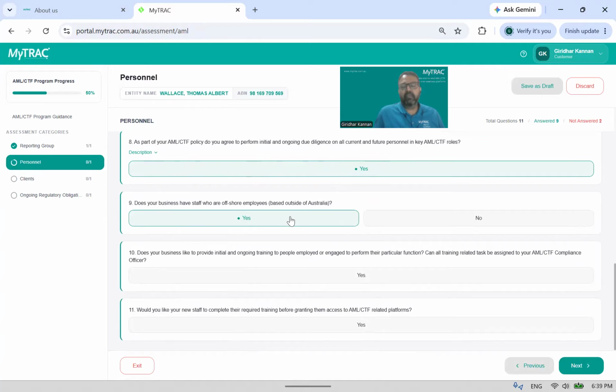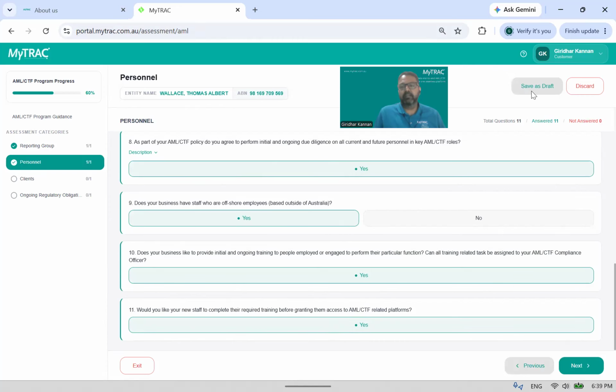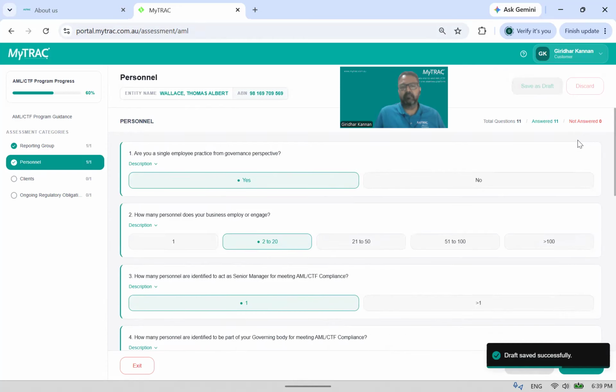Now, before everybody whom your practice engages going forward from 1st of July, you need to do a due diligence on them. That means you also need to provide them training. And then if you're going to give them access to MyTRAC tool, because they have some client-facing role, then you need to provide them with all the training before granting them access to these platforms. I do this, I save as draft, and then I'm going to the next one.